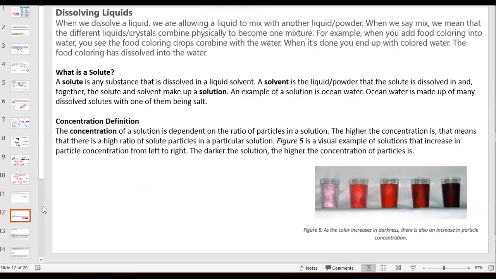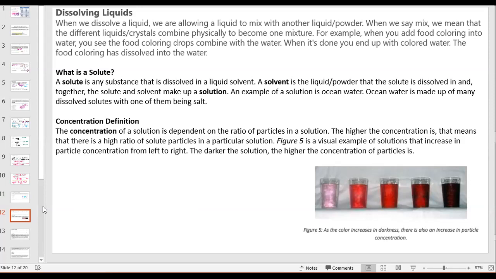So, dissolving liquids. We're going to be dissolving liquids and powders, because sometimes we're going to be doing what we call double dilution, especially when we deal with pediatrics. We're going to be grabbing the concentration from the vial, or the amount of mL we need, and we're going to add more liquid into it in order to lower the concentration of it.